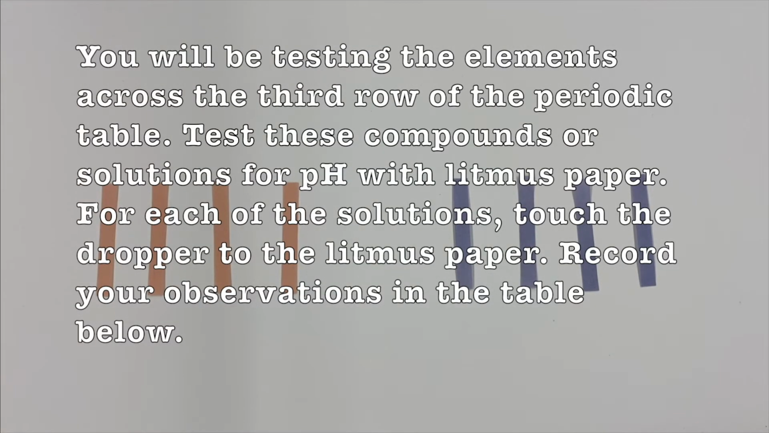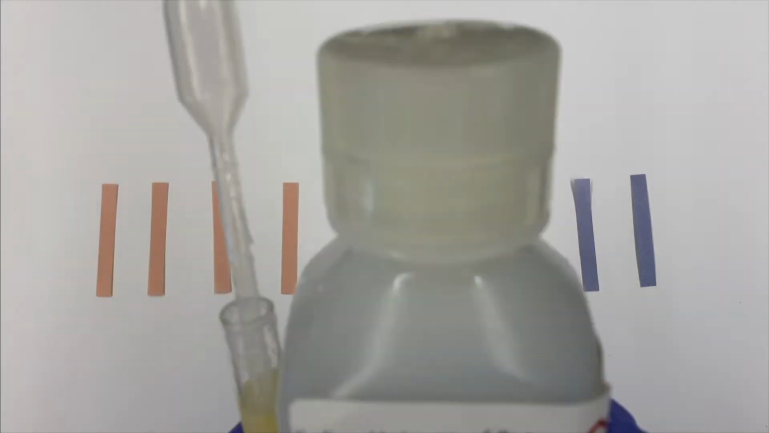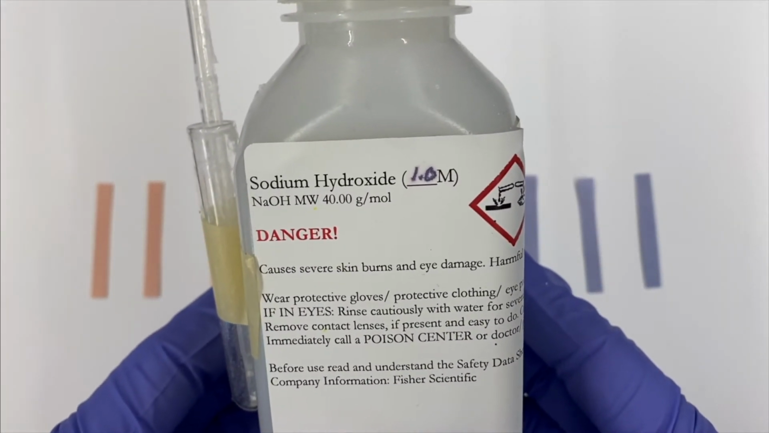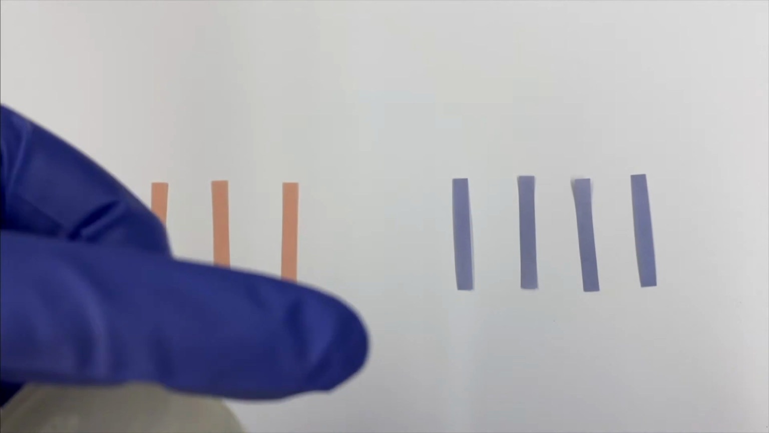Now we're going to be testing the elements across the third row of the periodic table. We're going to test these compounds or solutions with pH with a litmus paper. For each solution, we're going to touch the dropper to the litmus paper, record our observations in the table below. So I just set up some red litmus paper and some blue litmus paper so I can test one for each solution.